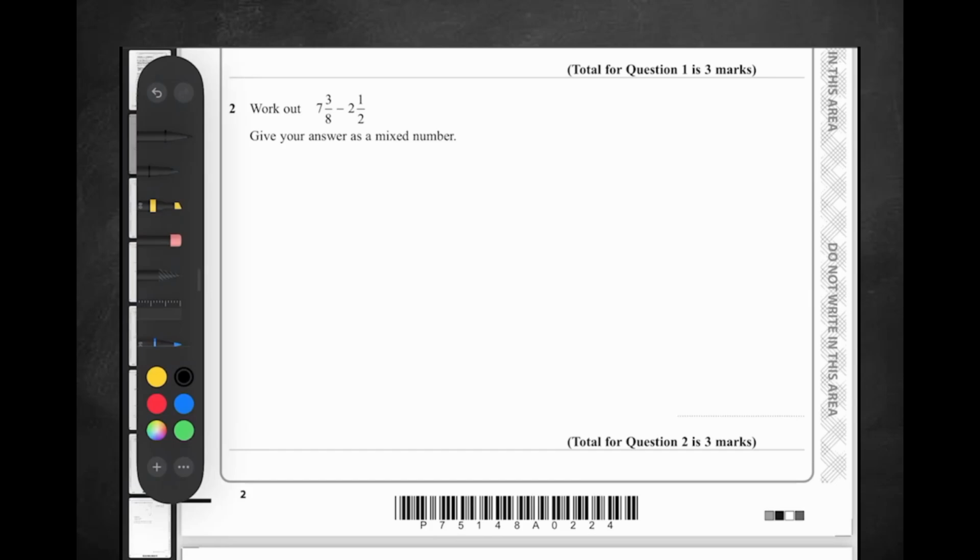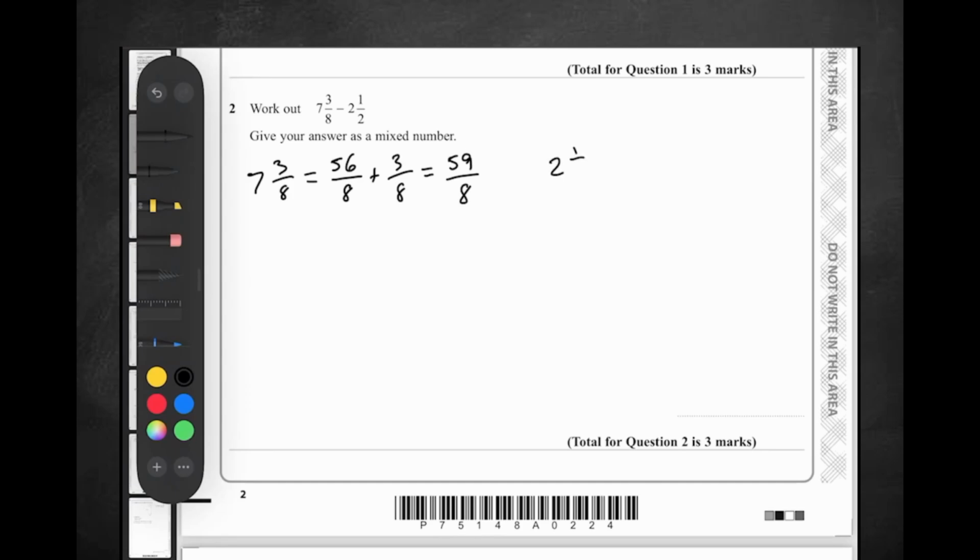Question 2. 7 and 3/8 minus 2 1/2. Give your answer as a mixed number. So what we're going to do here is make two top-heavy fractions and then give them a common denominator, and then we can subtract one from the other. So 7 and 3/8 is the same as saying 56 over 8 and 3/8, as 7 times 8 is 56, which would be 59 over 8.